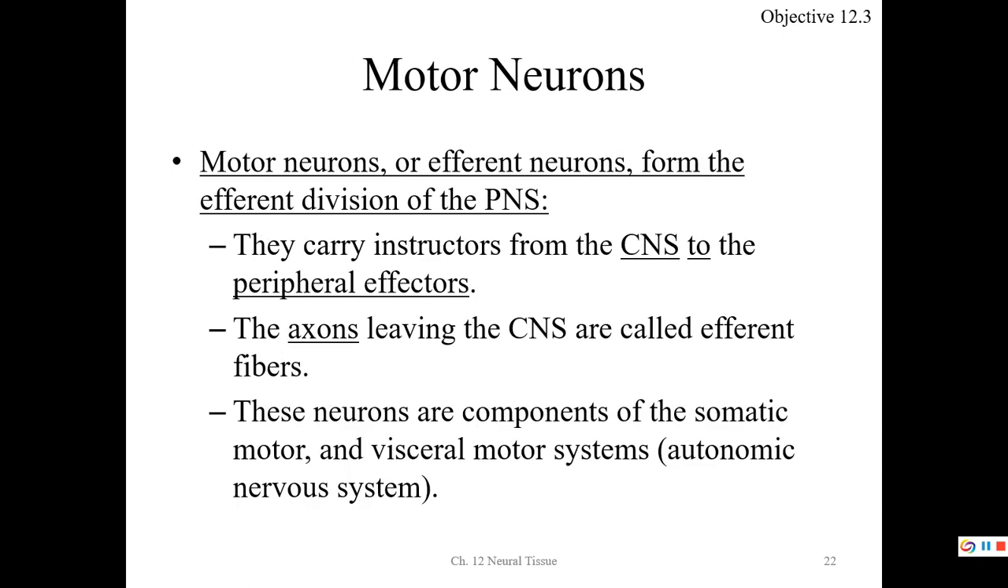Okay. Now, motor neurons, they are efferent neurons. They form the efferent division. They carry things from the CNS to peripheral effectors. The axons that leave the CNS are called efferent fibers. And they are going to be a big thing of the somatic motor, visceral motor, autonomic.